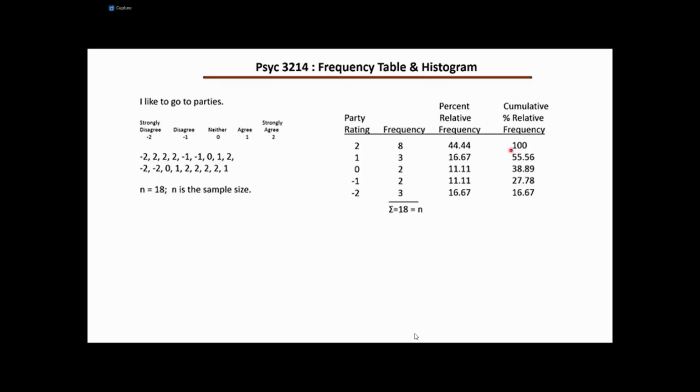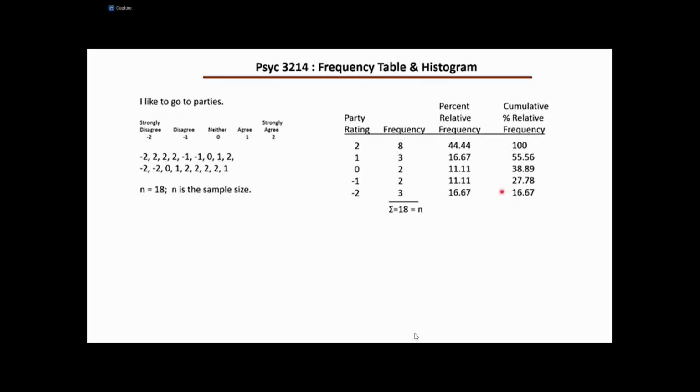So as I mentioned in class, these cumulative percent relative frequencies are used to develop percentile ranks. So if you scored a 1 in this particular sample, you scored as high or higher than 55.56% of the individuals in this sample. If you scored a -1, then you're in about the 28th percentile. So you see these percentiles used quite a bit in the testing industry, the GREs, ACT, for example. So these are very popular. It's a very popular statistic here.